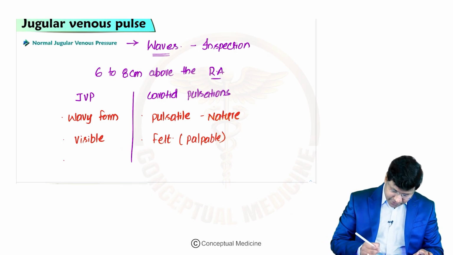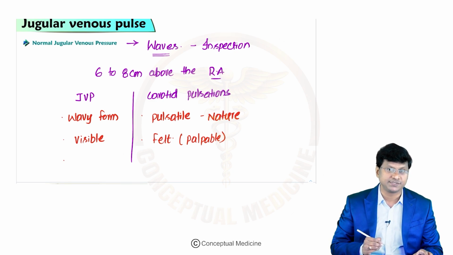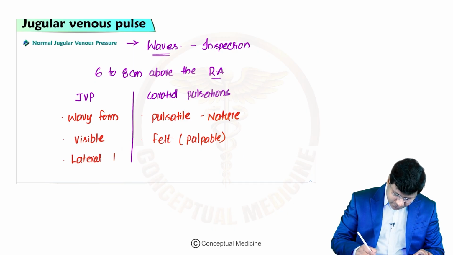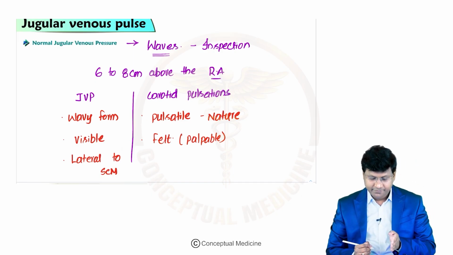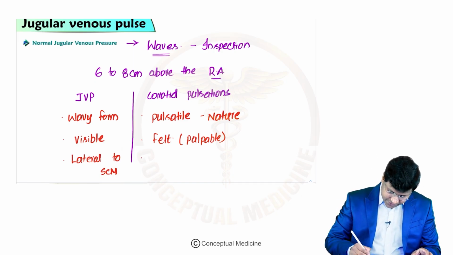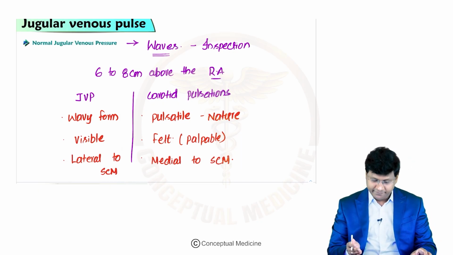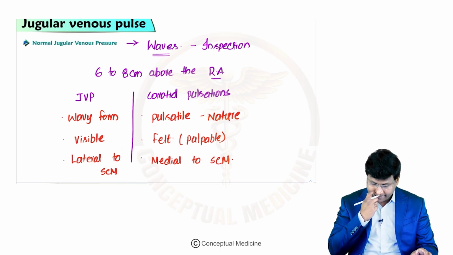And the next important point is the jugular venous pulsations, they are seen lateral to sternocleidomastoid. Whereas the carotid pulsations are felt medial to sternocleidomastoid.